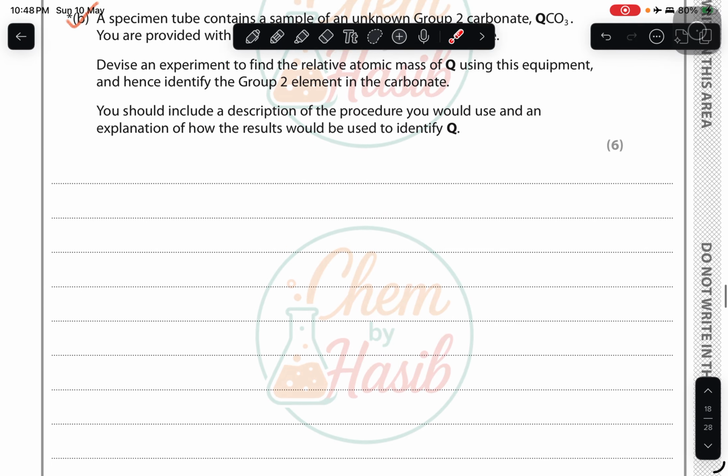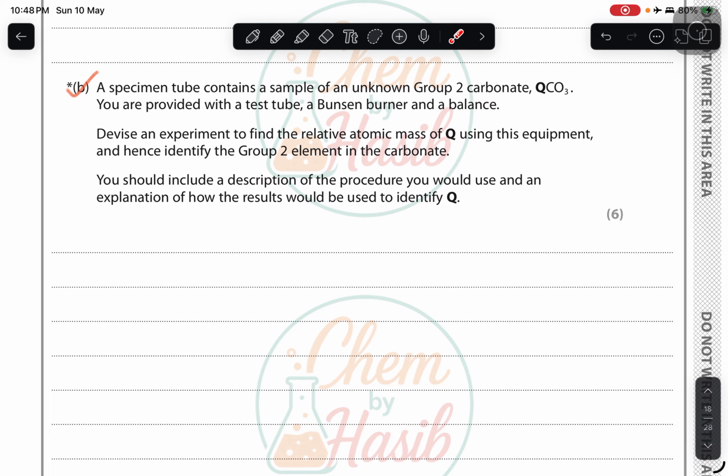Question number B says you are to devise an experiment to find the relative atomic mass of Q using this equipment. What equipment do you have? You are provided with a test tube, a Bunsen burner, and a balance. So what we can do here, we will take a measured mass of QCO3. We'll heat it in a test tube using a Bunsen burner. Before heating, we'll take the mass of QCO3 along with the test tube, and then heat it in a test tube using the Bunsen burner, and we'll keep on heating it until the mass becomes constant.